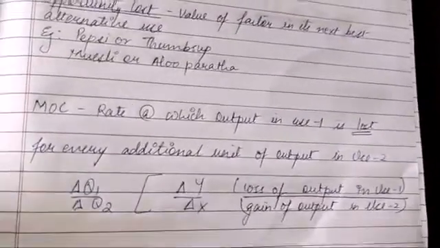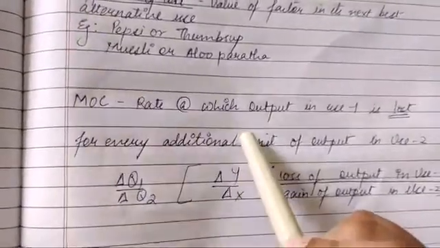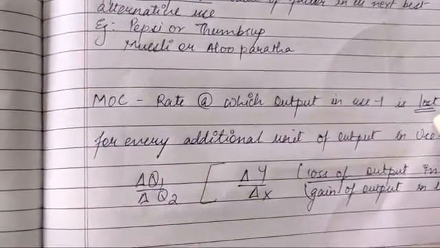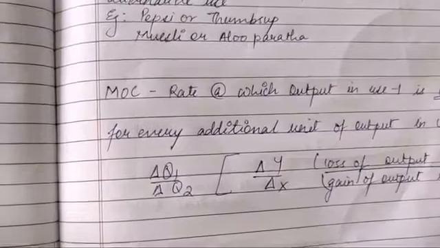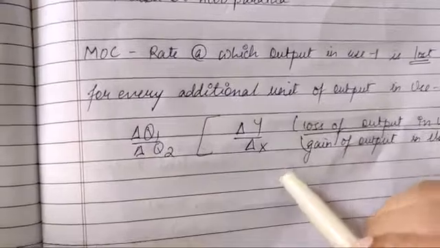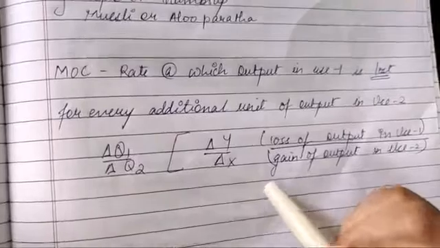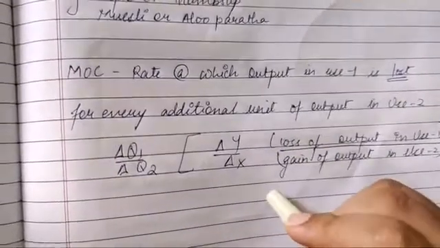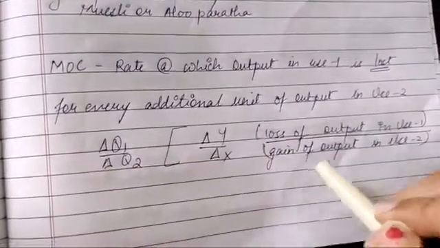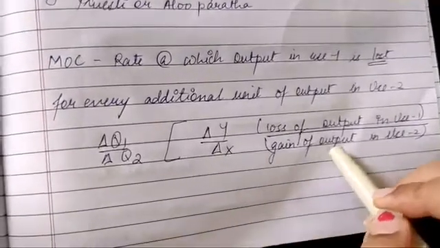Now going on with marginal opportunity cost. What is marginal opportunity cost? It is the rate at which output in use 1 is lost for every additional unit of output in use 2. Now I can explain with the help of a formula. As we have seen in the PPC, if you analyze the PPC, you will get your formula, that is delta y upon delta x. What is delta y? That is the loss of output in use 1 divided by the gain of output in use 2.